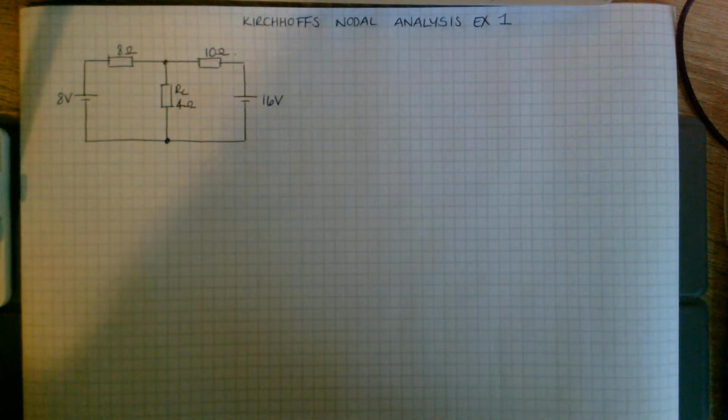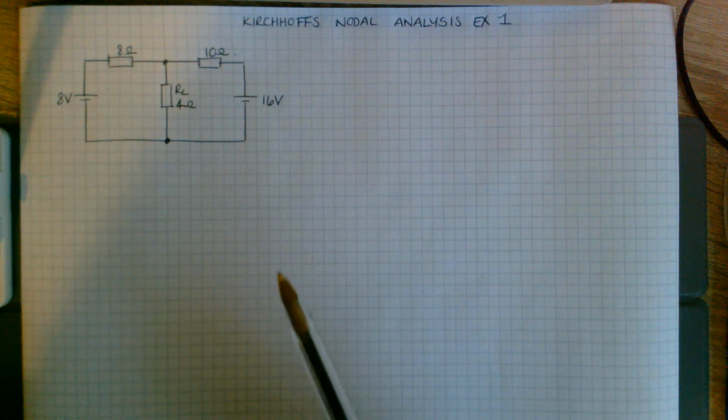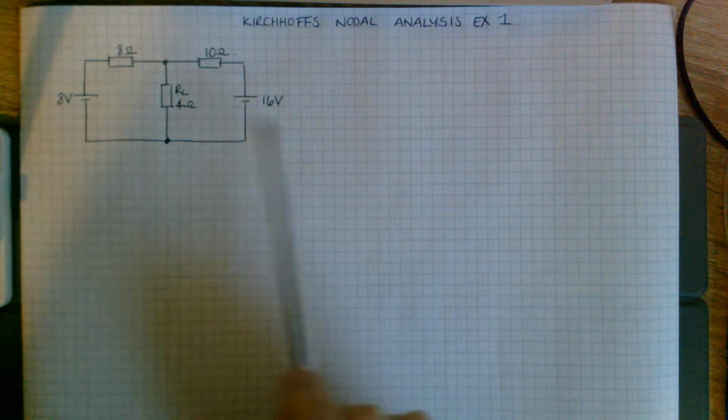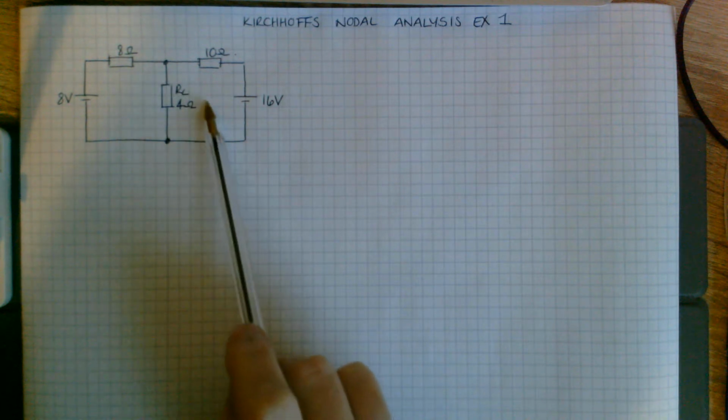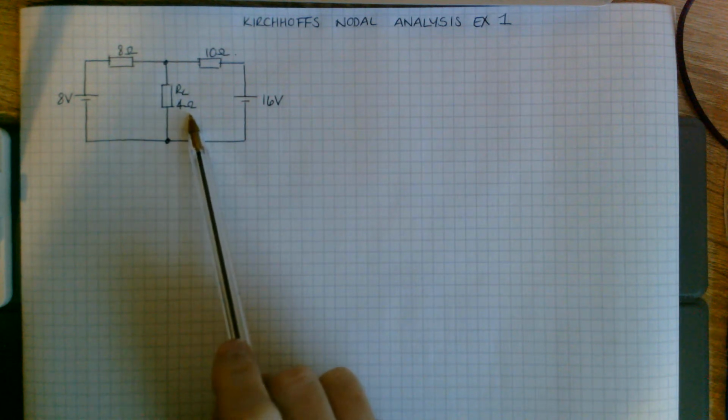Okay, so this is an example of a Kirchhoff's nodal analysis. Usually in a Kirchhoff's nodal analysis, they're talking about a circuit that has two supplies, and they would be asking you to get the current through and the voltage across a load resistor, like this resistor here.